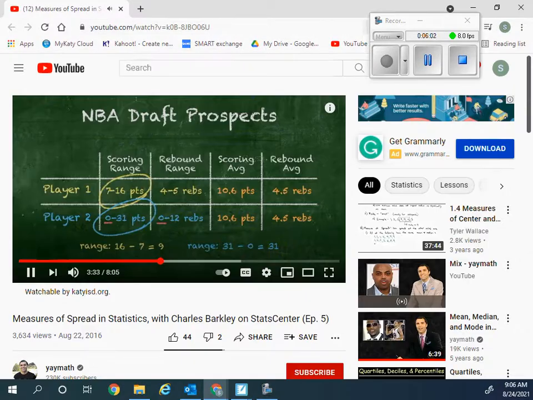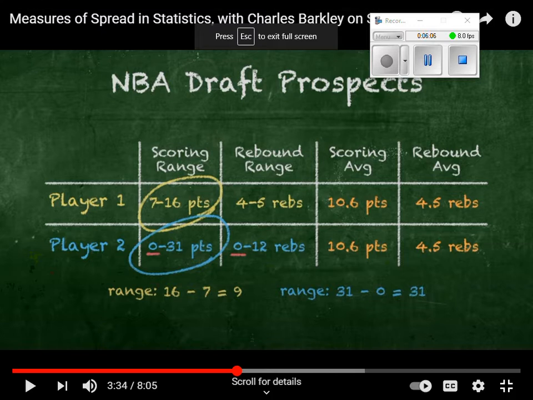Very impressive, Charles. Sorry. So, do you guys see that, what he's talking about? If you were just looking at the mean for both players, the mean was the same. They both had a 10.6. Okay, it's not until we start looking at their variability, meaning how much they change, which we can see in the range.